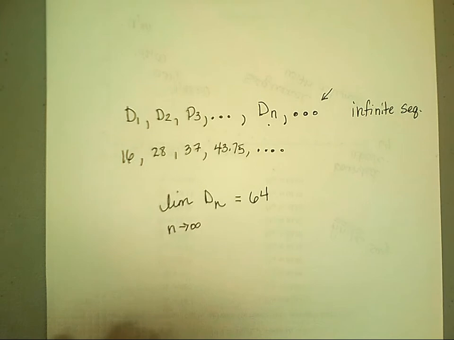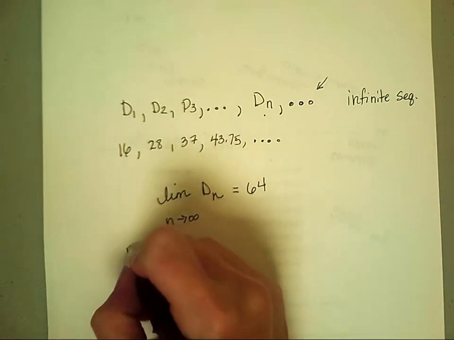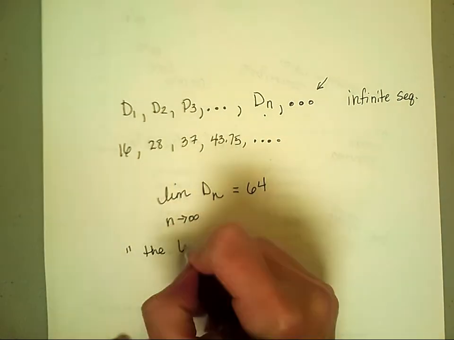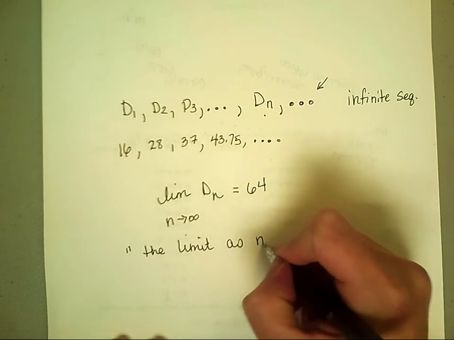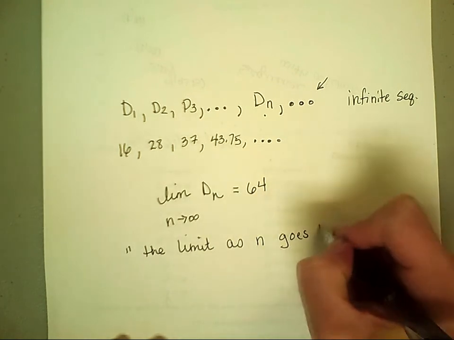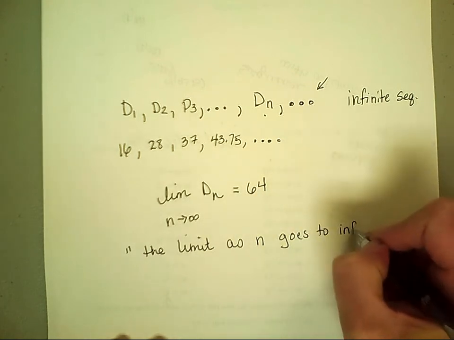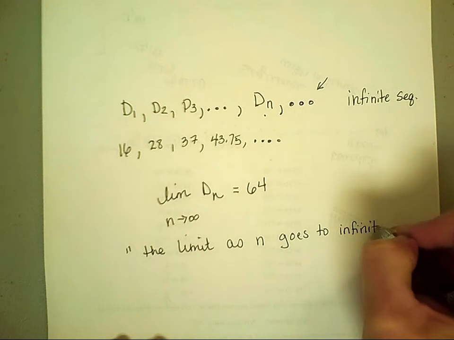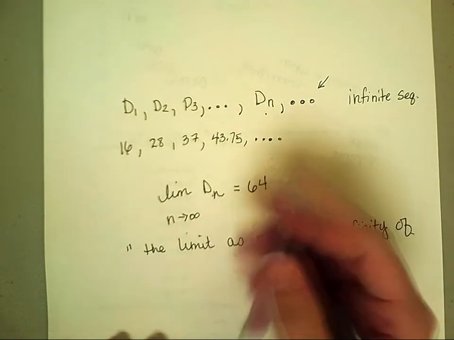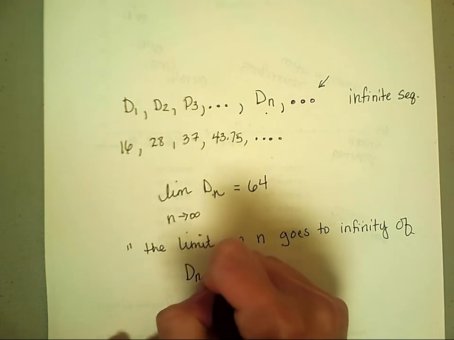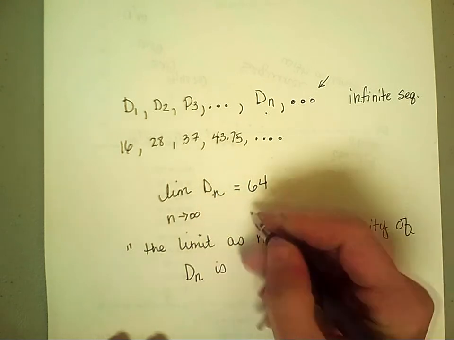And we read this, the limit as n goes to infinity of what? Not of a function anymore, but of our sequence d sub n. Well, we know that limit is 64.